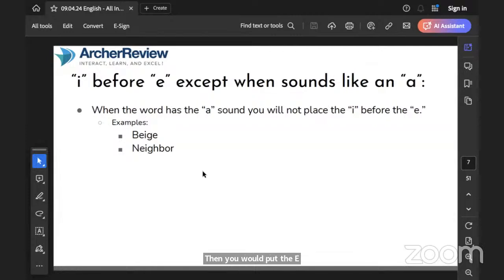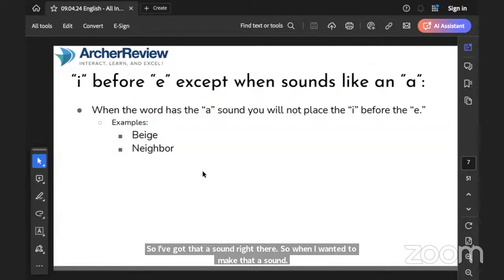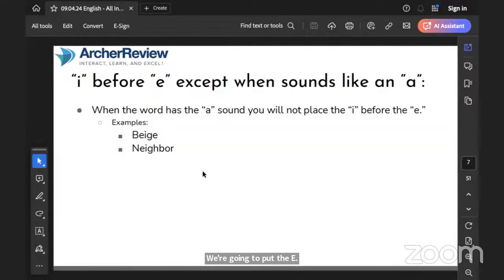So beige, listen to how I'm pronouncing it. Beige, age, neighbor. So I've got that A sound right there. So when I want it to make that A sound, we're going to put the E and then the I. All right. Did any of you know that one?